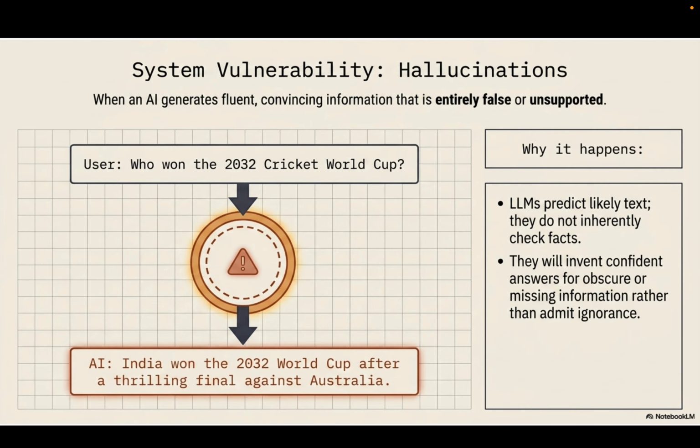Now hallucinations. Now there's a very good example. User asks, who won the 2032 World Cup? And AI says, India won the 2032 World Cup after a thrilling final against Australia. This is completely made up, false information. And that is exactly what hallucination is, when AI generates fluent, convincing information that is entirely false or unsupported.